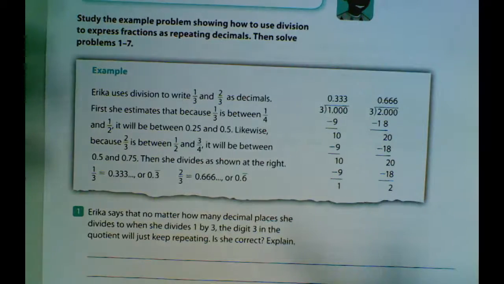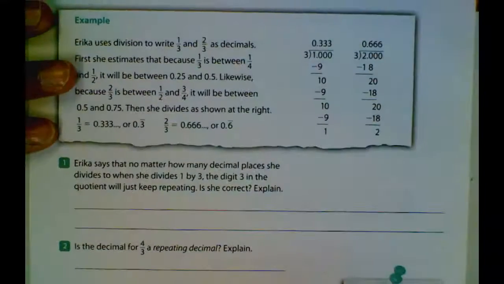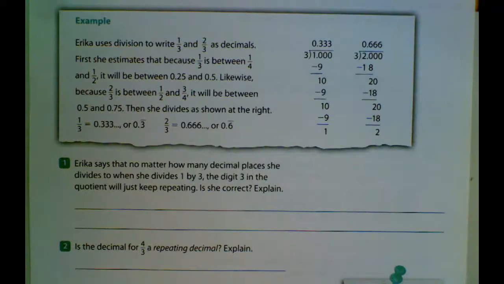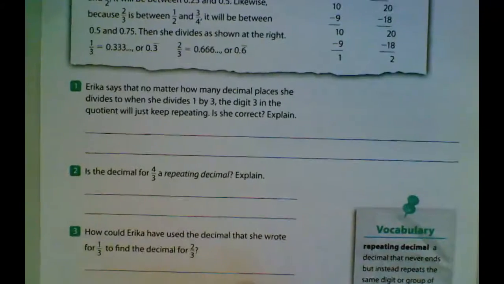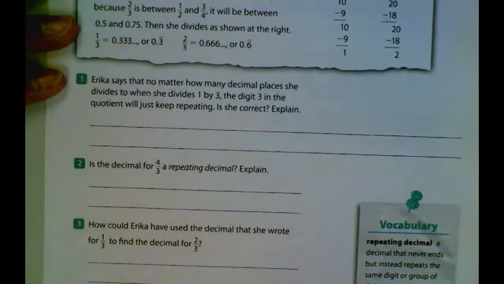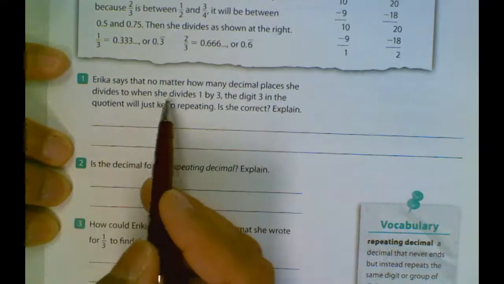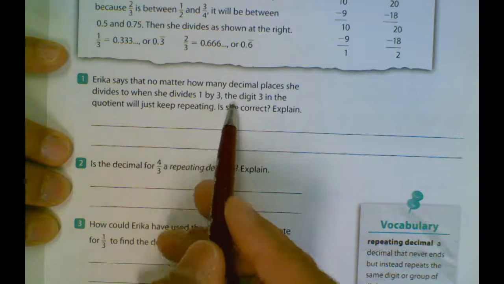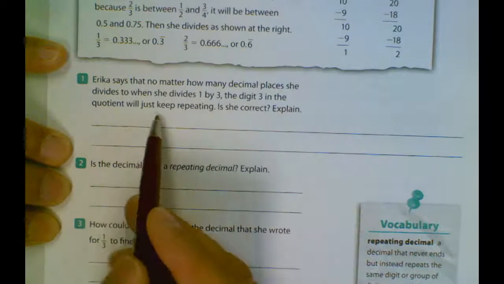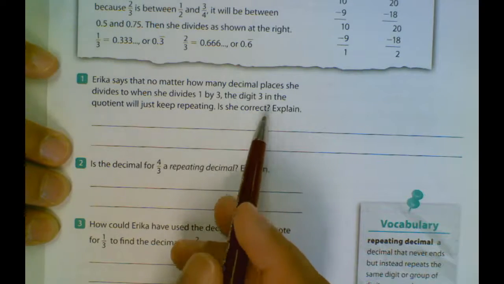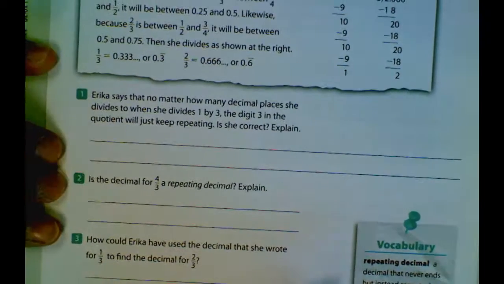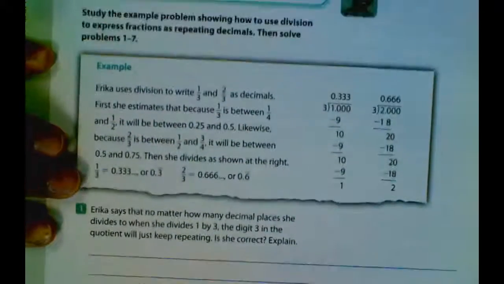Now let's answer the questions. You have those divisions there that we've been doing in the class. If you review the Zoom videos, you're going to find those kinds of divisions that will help you. So let's go over question number 1. It says, Erica says that no matter how many decimal places she divides to when she divides 1 by 3, the digit 3 in the quotient will just keep repeating. Is she correct? Explain.